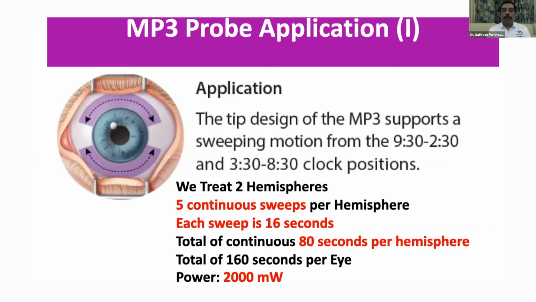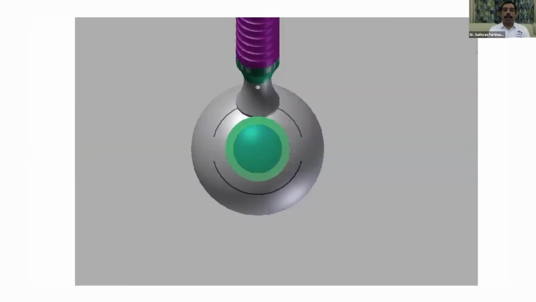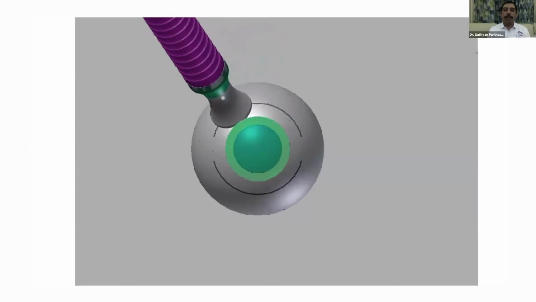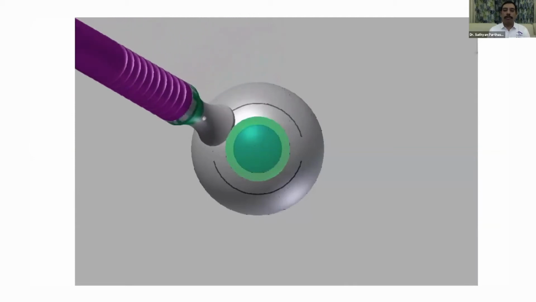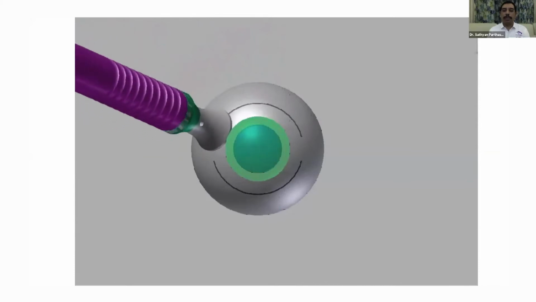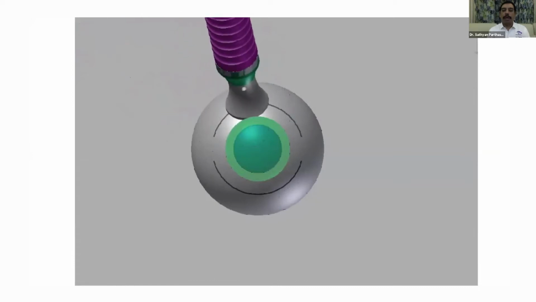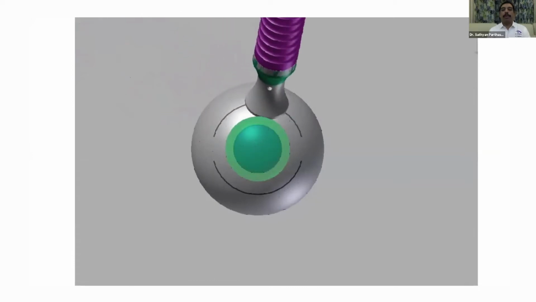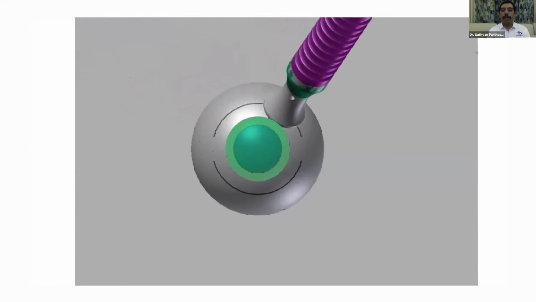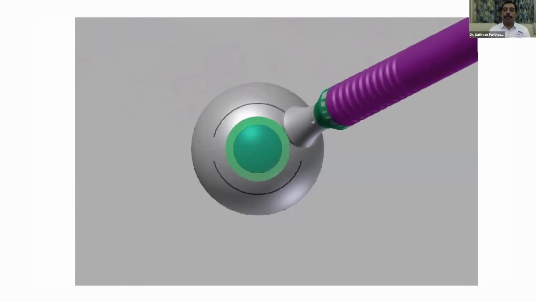You can treat the two hemispheres, the superior and the inferior. Let me show you this. For the upper part, we use 5 sweeps superiorly. You can see the sweeps like this. 5 sweeps superiorly and 5 sweeps inferiorly, with 80 seconds duration. So 80 seconds superiorly and 80 inferiorly with the 2000 power. Once you do the repeat, the power setting can go up to around 2250. So this is how the procedure is done.